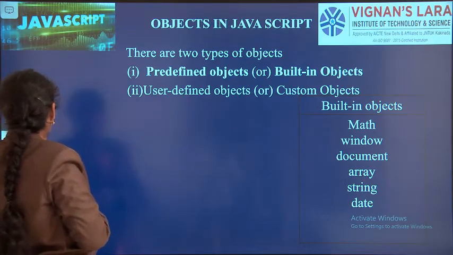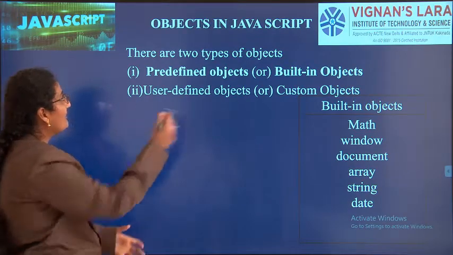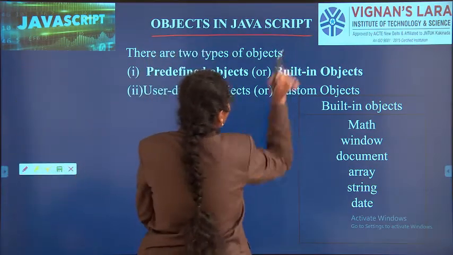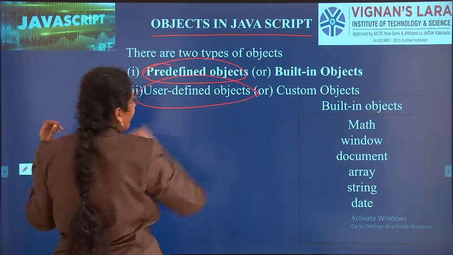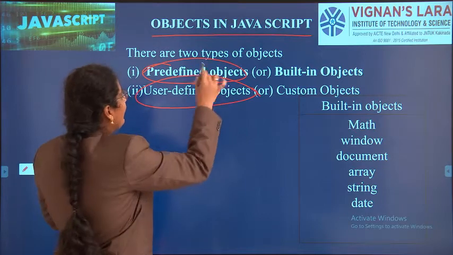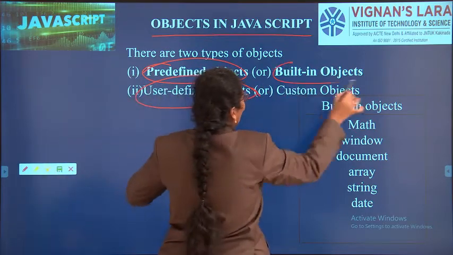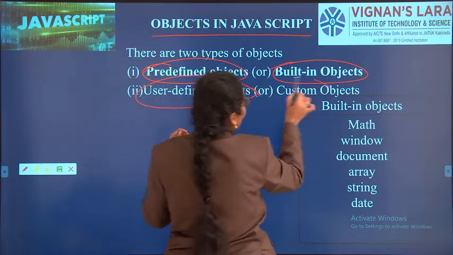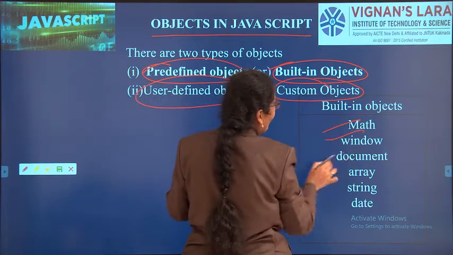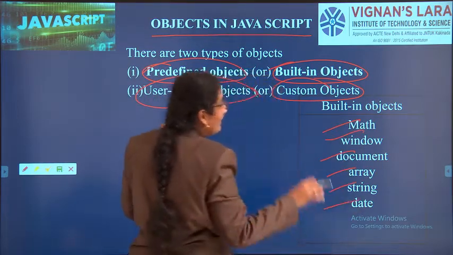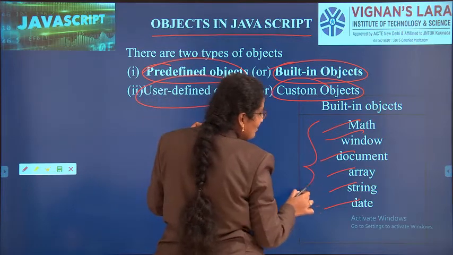So what I wanted to tell you is we have started objects in JavaScript, and objects are of two types, predefined objects and user-defined objects. Predefined objects are also called built-in objects, user-defined objects are also called custom objects. These built-in objects we have like math, window, document, array, string and date. In this we have completed till string.